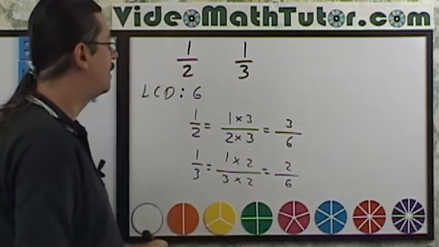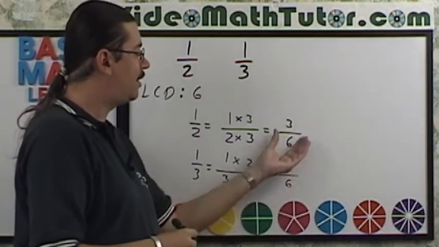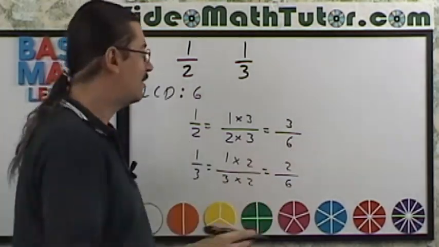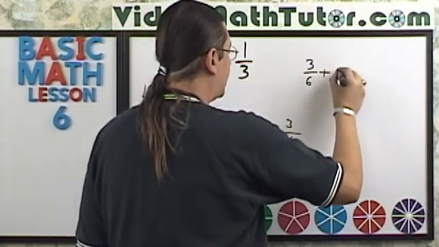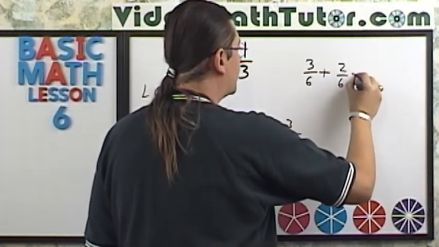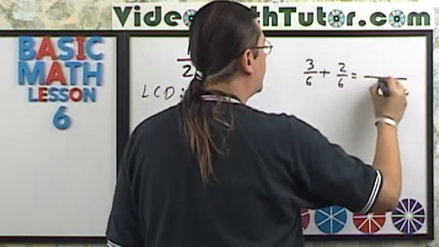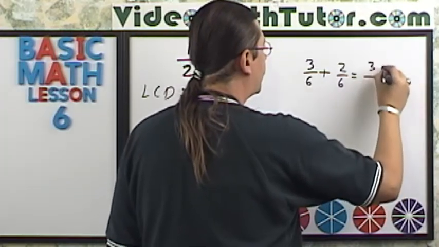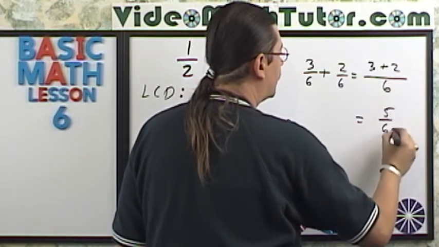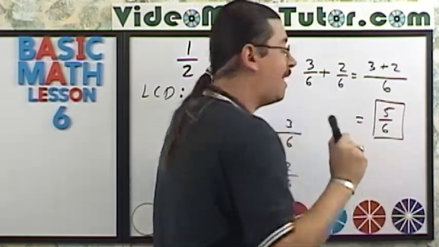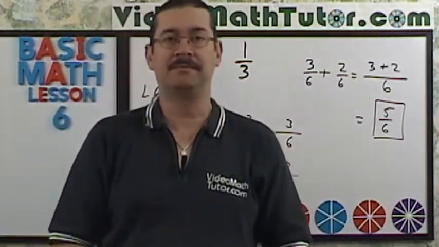So I can now add these up because they have the same denominator. So let's do that. We have 3/6 plus 2/6 equals, I have a common denominator of 6. So then I write down 3 plus 2. Add those up, I get 5/6. So that is my answer to our original problem.